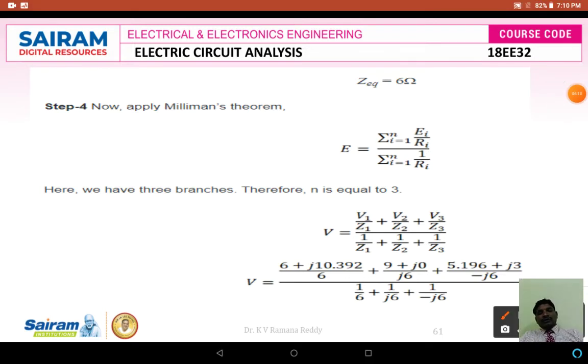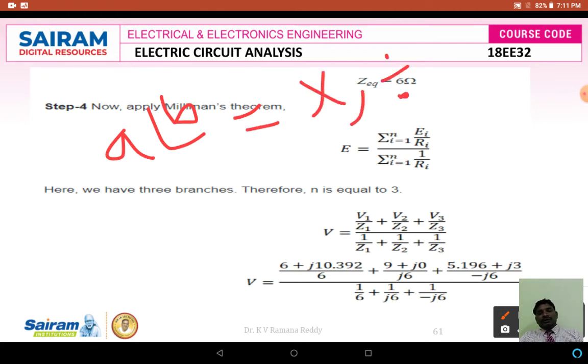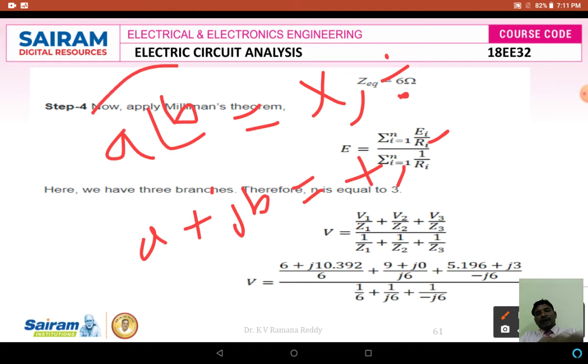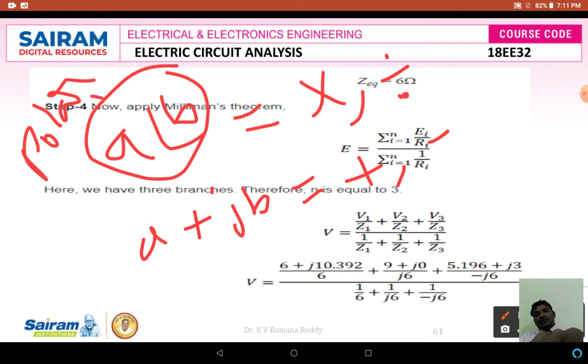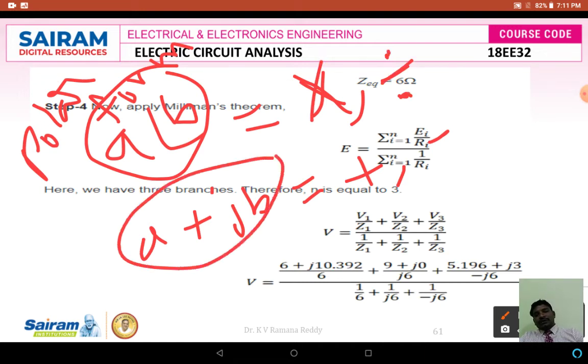If the values are A at an angle of B, that is polar form, we can perform multiplication and division operations. If the values are in rectangular form, that is A plus JB, we can perform addition and subtraction.